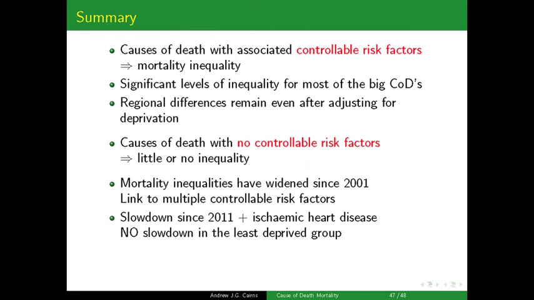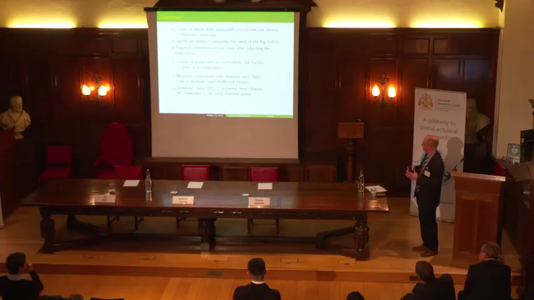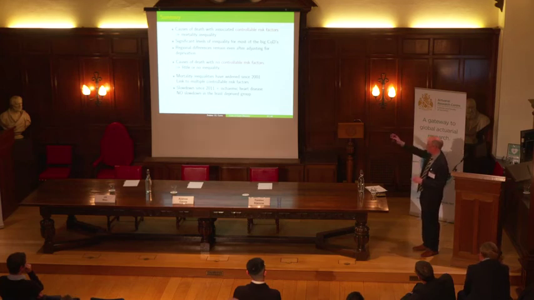On the other hand, if there are no controllable risk factors, there is little or no inequality. And then mortality inequalities, we've seen them widening, and the link there is to a widening gap in these underlying controllable risk factors. And then the slowdown since 2011 and the link to ischemic heart disease, where for heart disease there's no slowdown in the least deprived group.